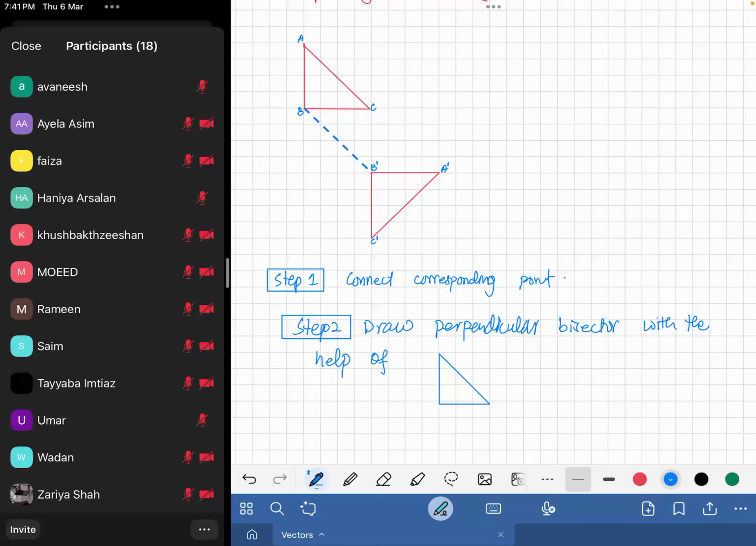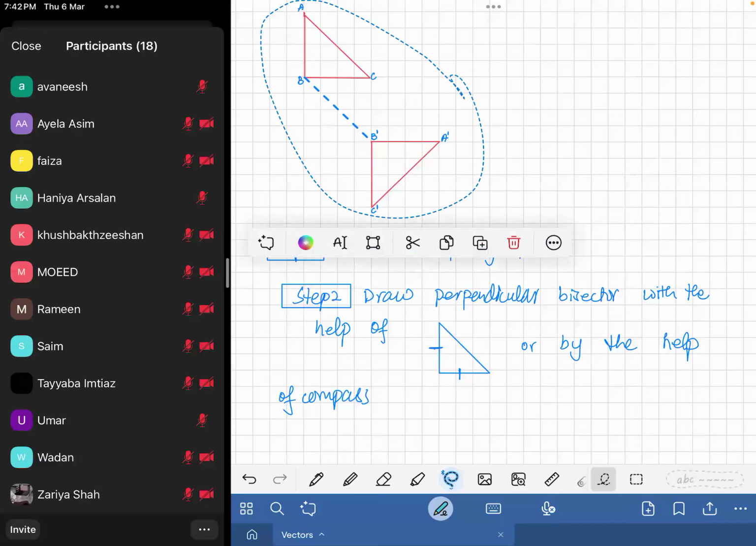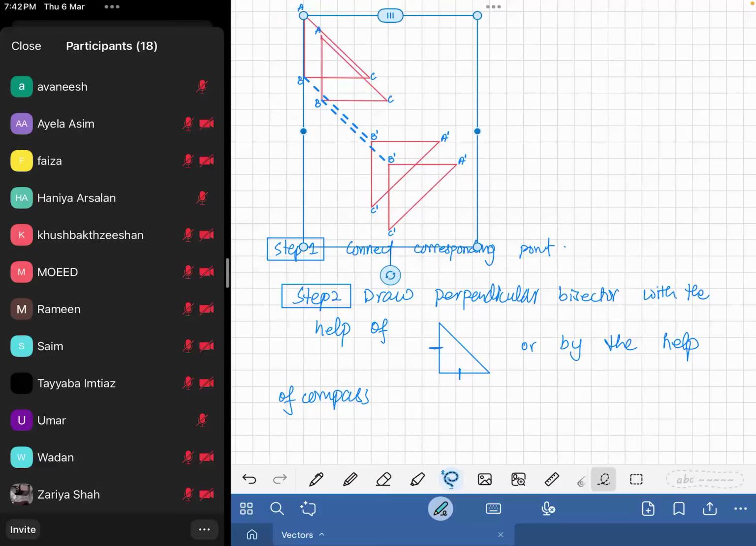You have this isosceles triangle in your geometry box. Yes, sir, this triangle. You have this triangle in your geometry box already. Agree? Or by the help of compass. How to do it? Like for example, let me take this diagram one more time.